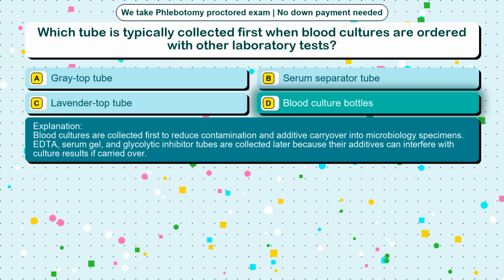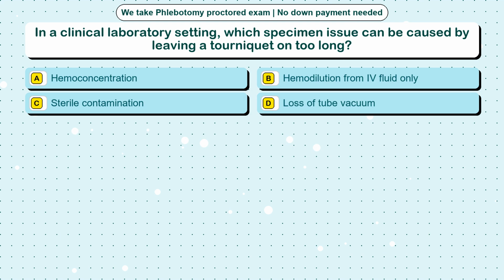Question 85. In a clinical laboratory setting, which specimen issue can be caused by leaving a tourniquet on too long? Option A, hemoconcentration. Option B, hemodilution from fluid only. Option C, sterile contamination. Option D, loss of tube vacuum.